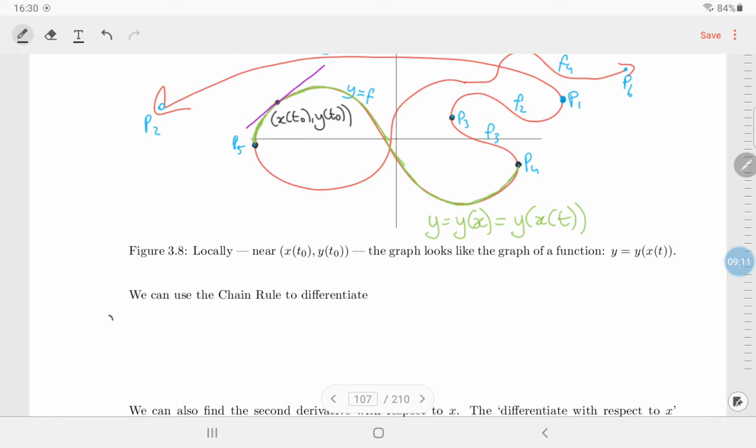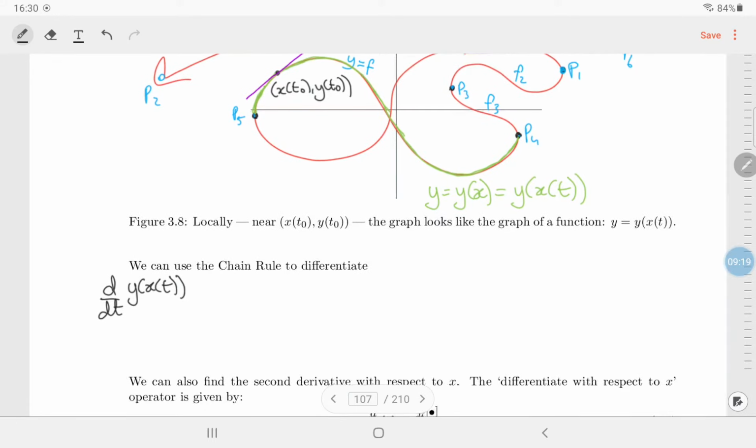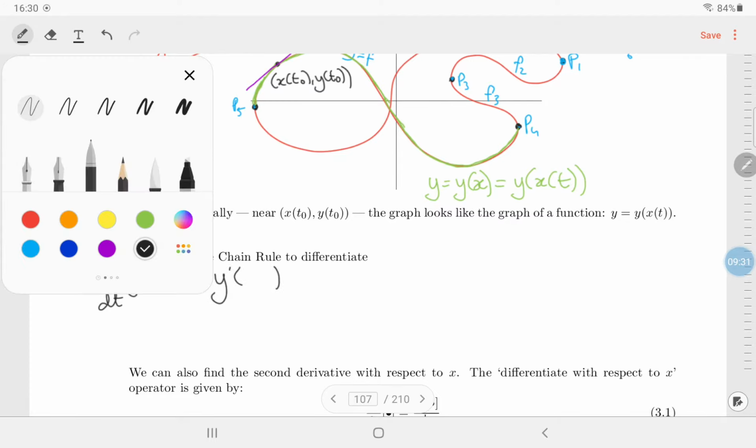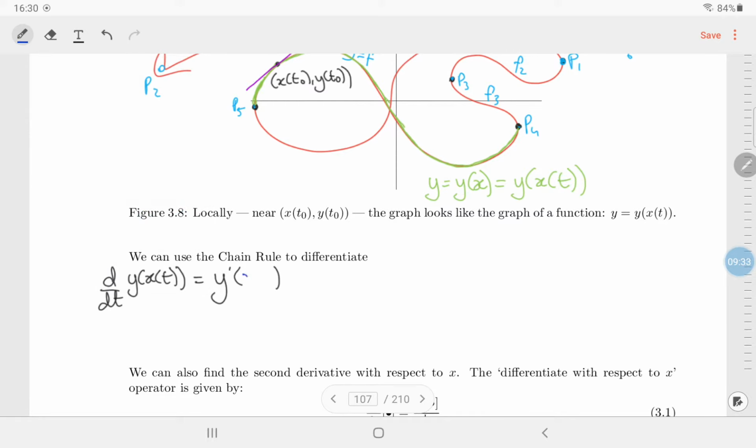Now I might say, what? Well, let's do it. Let's differentiate the green curve, which is y of x of t, with respect to t. Now you've got an outside function y and an inside function x, so you're going to use the chain rule. The chain rule says differentiate the outside function, that's y dashed, evaluate at the inside, that's x of t, or I could just write x, times the derivative of what's inside with respect to t, so that's dx/dt.